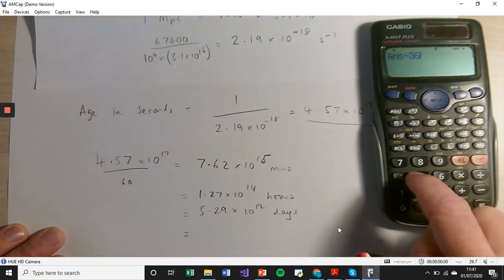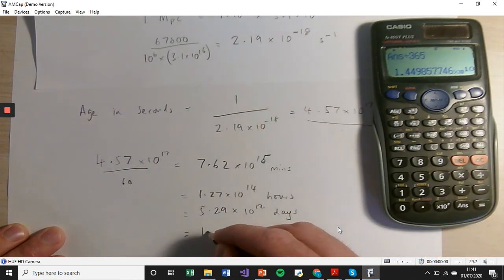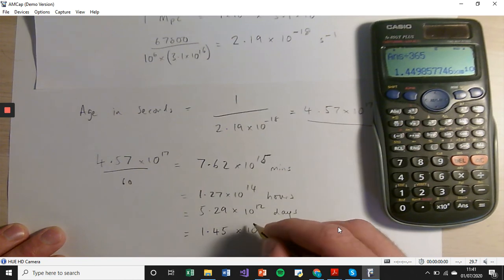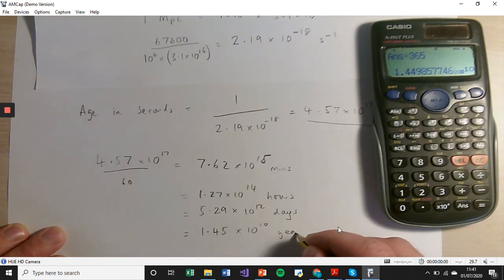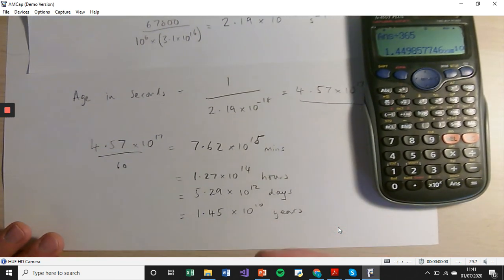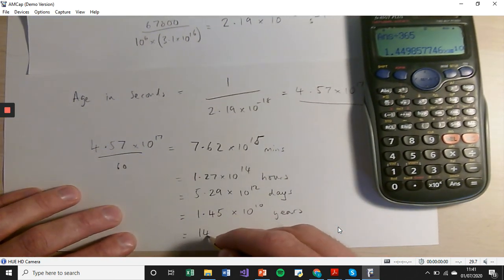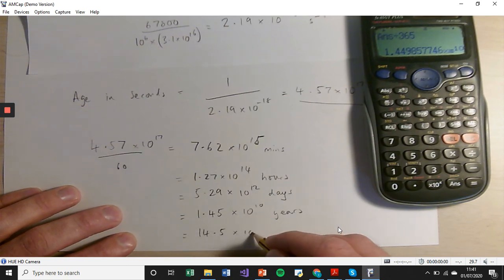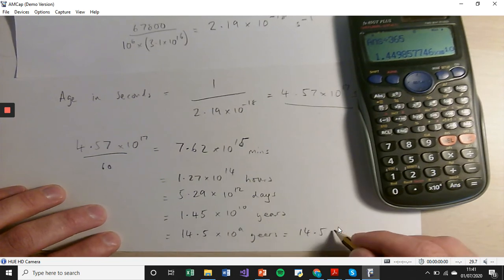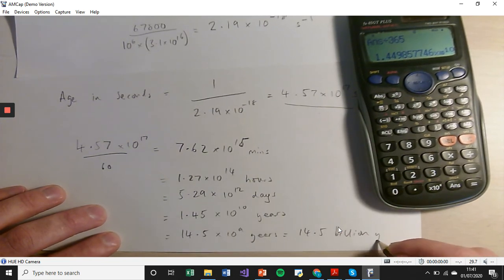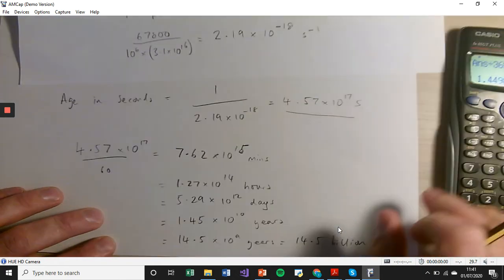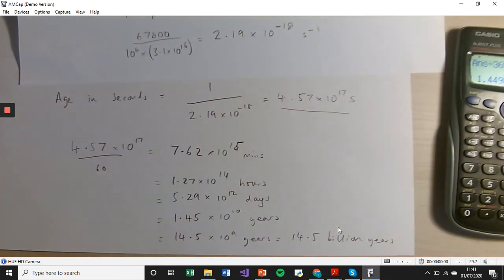Divide that by 365, gives us 1.45 times 10 to the 10 years. And to put that into nicer numbers, that's going to be 14.5 times 10 to the 9 years, which is 14.5 billion years. And that's not a bad value for the age of the universe. 14 and a bit billion years is what we currently think.